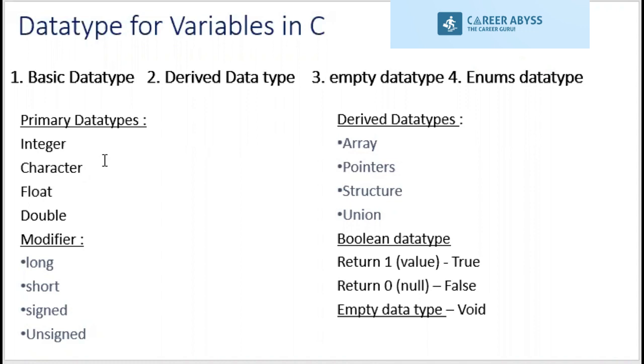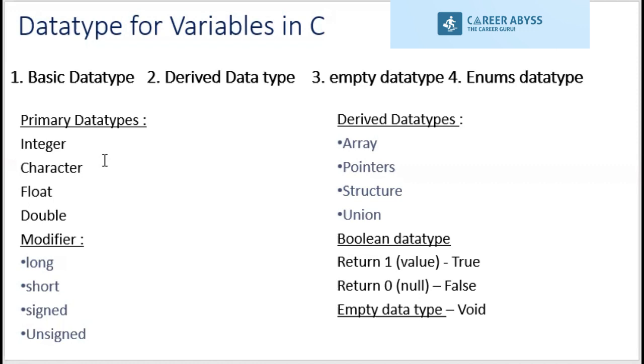Okay, these are the primary data types. We'll focus on the primary data types first, then we'll move to the derived data types. In derived data types, we have array, pointers, structure, and union. Then, as I mentioned, in some cases we use a fifth kind of data type, which is called the Boolean data type. Boolean means either true or false, so either 0 or 1.